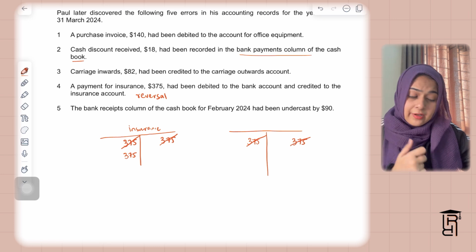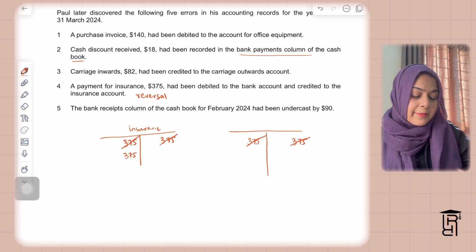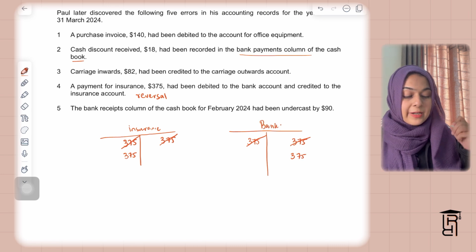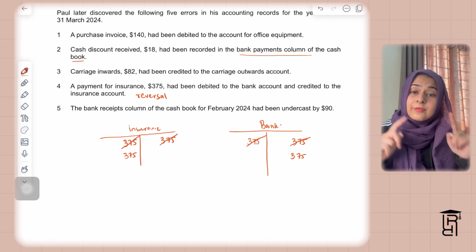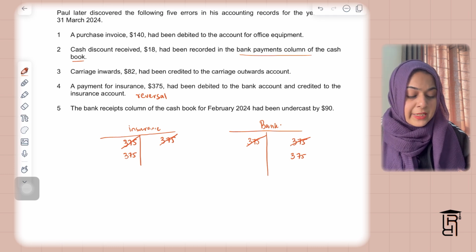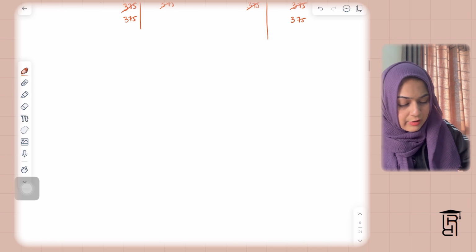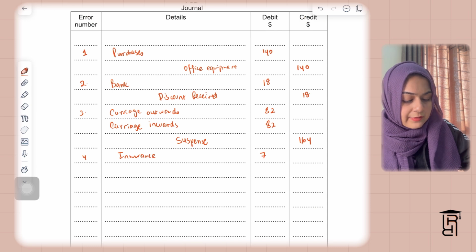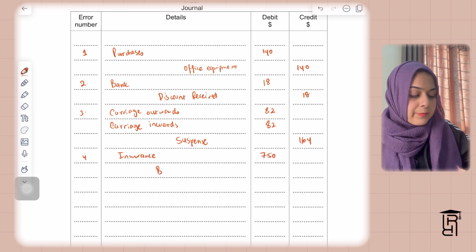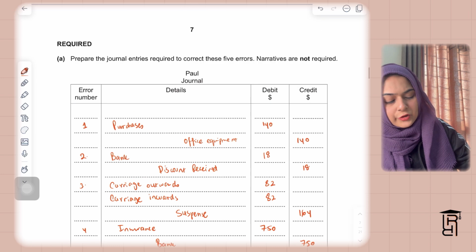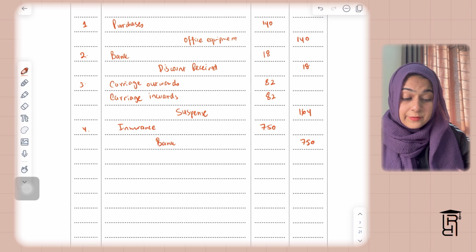I will correct the error first, and I'll again credit the bank account in order to record the payment of insurance of 375. So that means I need to double the amounts, and whenever we are correcting an error of reversal, we need to double the amounts. So this is basically a complete reversal. I will write here insurance account debit, 375 plus 375 is 750, and I will credit the bank account, again 375 plus 375 is 750. So this will be my correct entry: insurance account debit, bank account credit, $750.